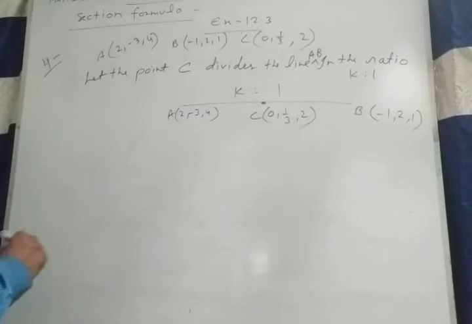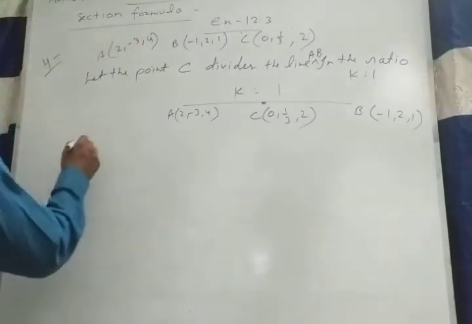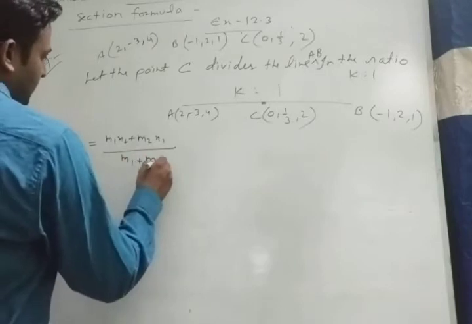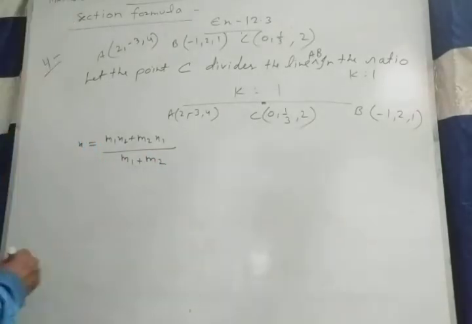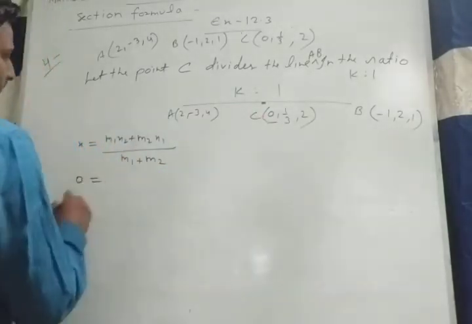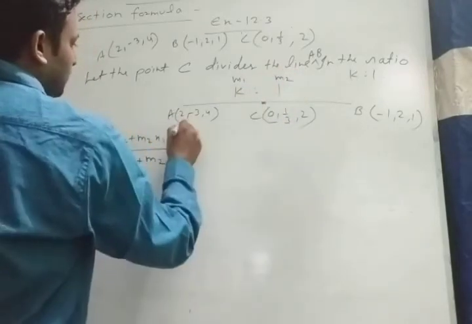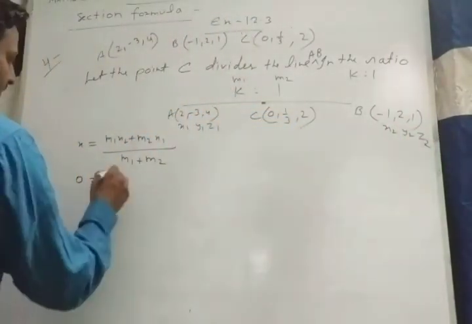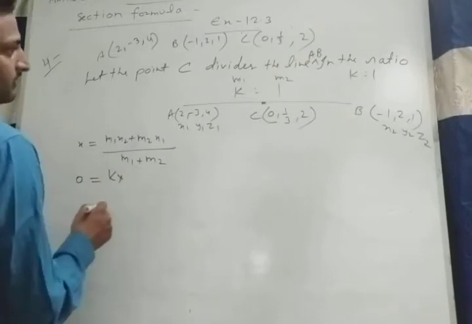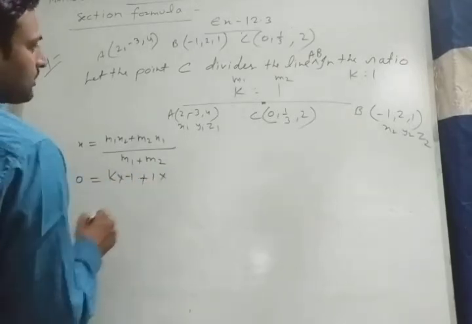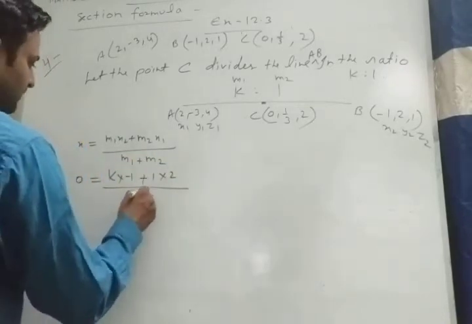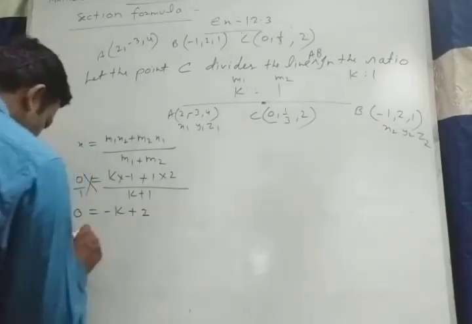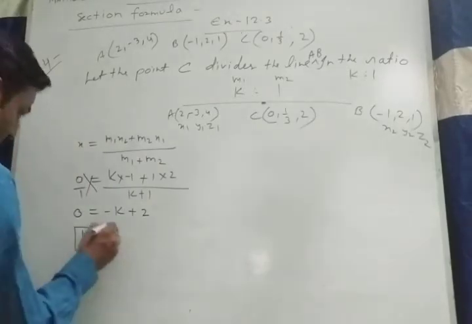Now we will find the coordinates x, y, z one by one. The x coordinate is M1 X2 plus M2 X1 upon M1 plus M2. So x is 0, M1 is k, X2 is -1, M2 is 1, X1 is 2, over k plus 1. After cross multiplication we get 0 equals minus k plus 2. So k is equal to 2.